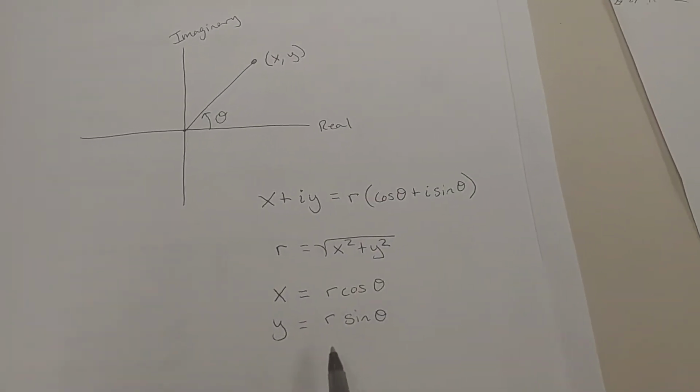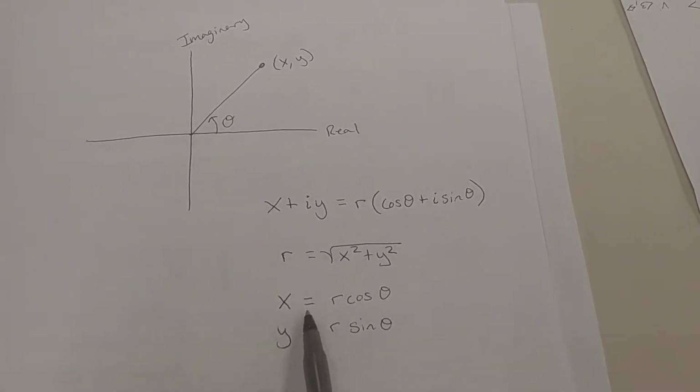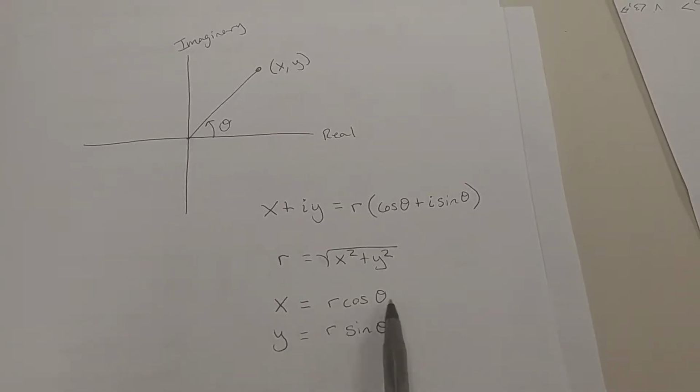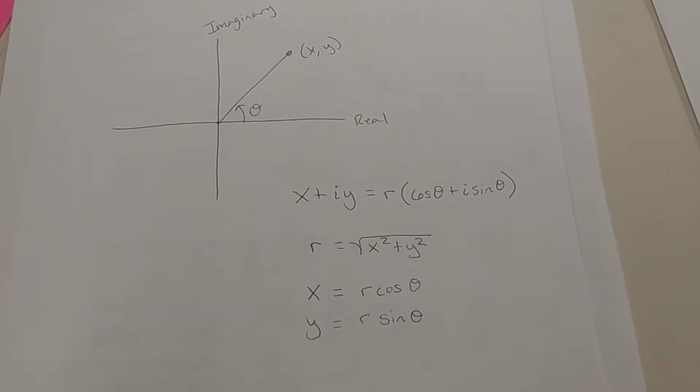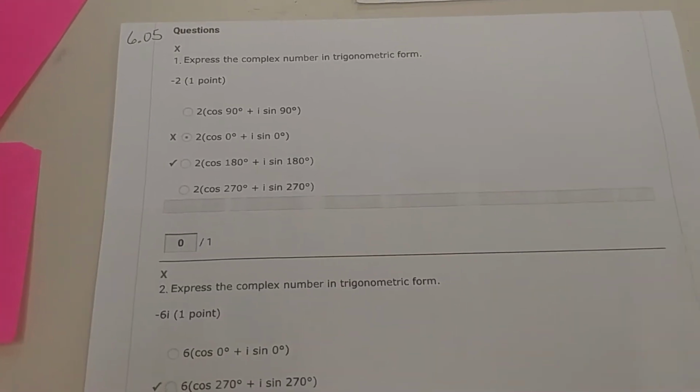Two other pieces of information that might be helpful are that x is going to be your r cosine theta and y is going to be your r sine theta. Okay, so keeping that in mind, now let's look at our problem.